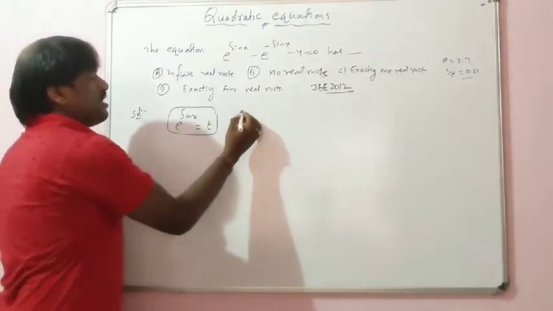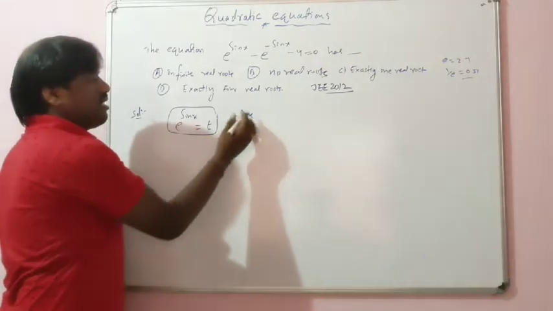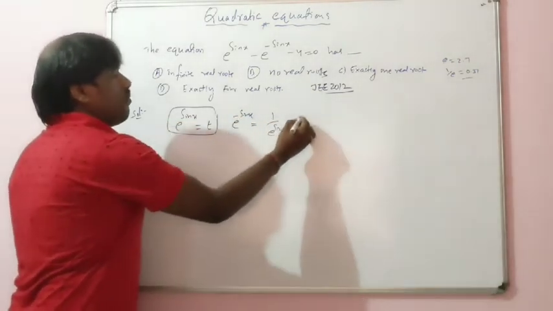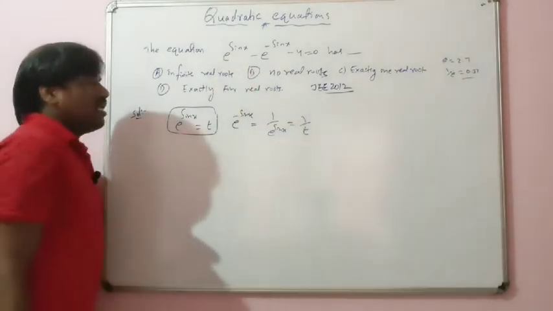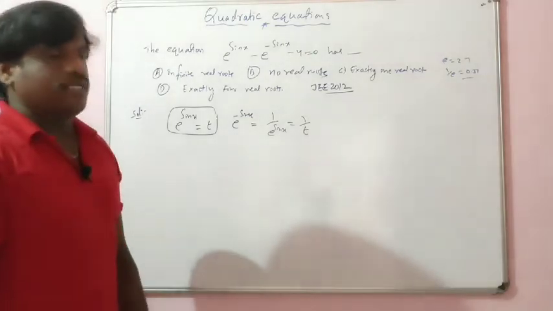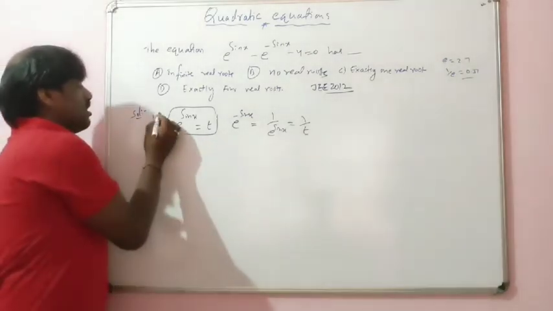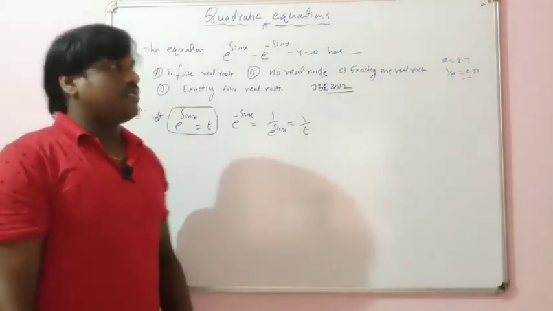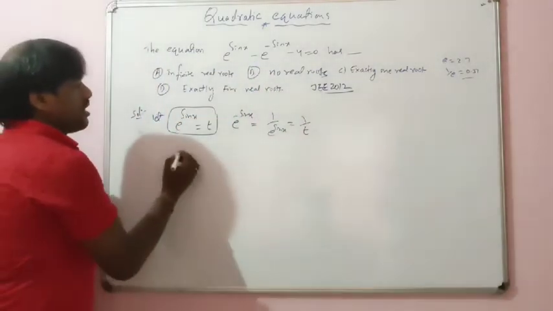E power minus sin x will be 1 upon e power sin x, that means 1 upon t. If I consider e power sin x is t, e power minus sin x will be 1 by t. Substitute in this. So what do I get here?